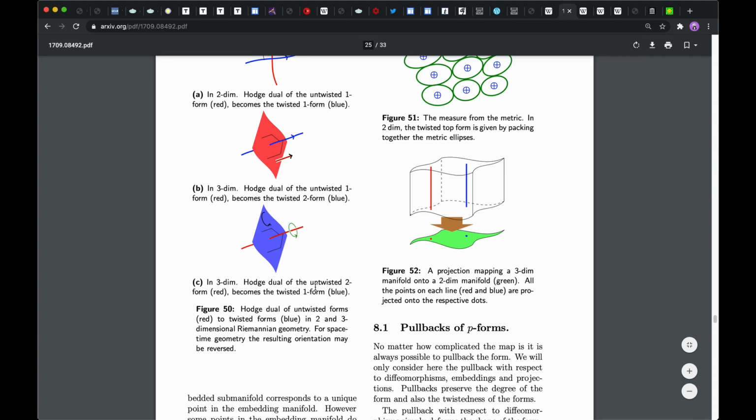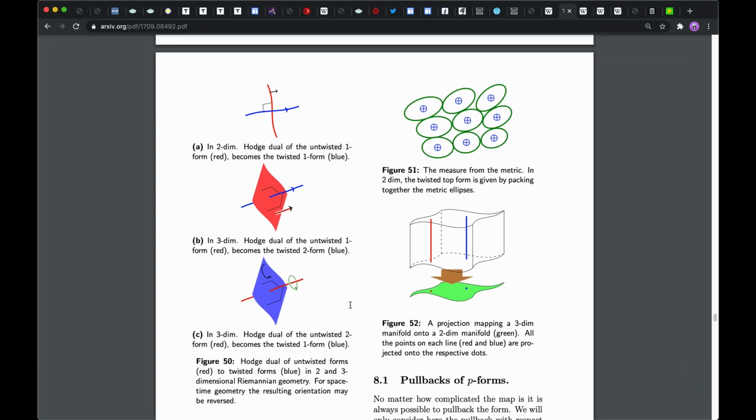So it's a Hodge dual of the untwisted 2-form, red. So we have the axial line here with that external circled orientation, and to convert it to its Hodge dual, we need to take the orthogonal complement here, and then put that orientation inside. So basically it becomes the internal orientation of the plane. It just repeats the external one here. So that was the Hodge dual.